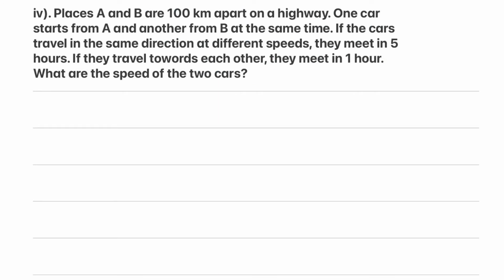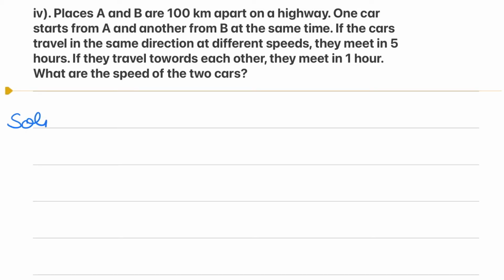Fourth part now. It says places A and B are 100 km apart on a highway. One car starts from A and another starts from B at the same time. If the cars travel in the same direction at different speeds, they meet in 5 hours. And if they travel towards each other, they meet in 1 hour. What are the speeds of the 2 cars? So let's start solving now.